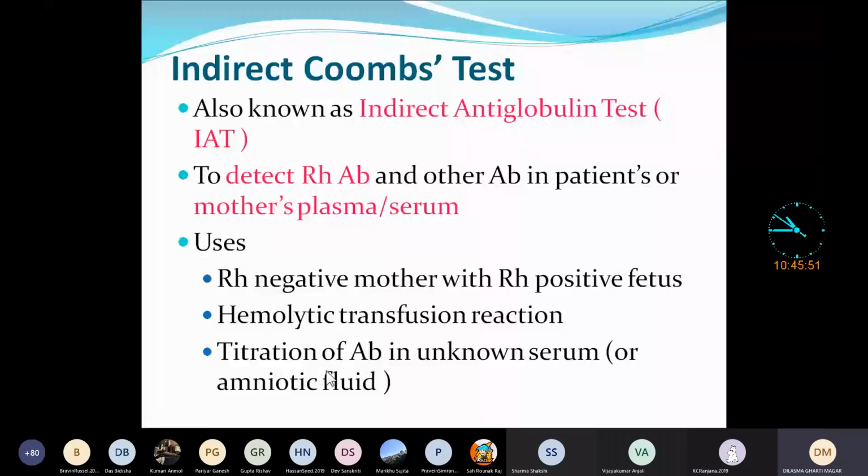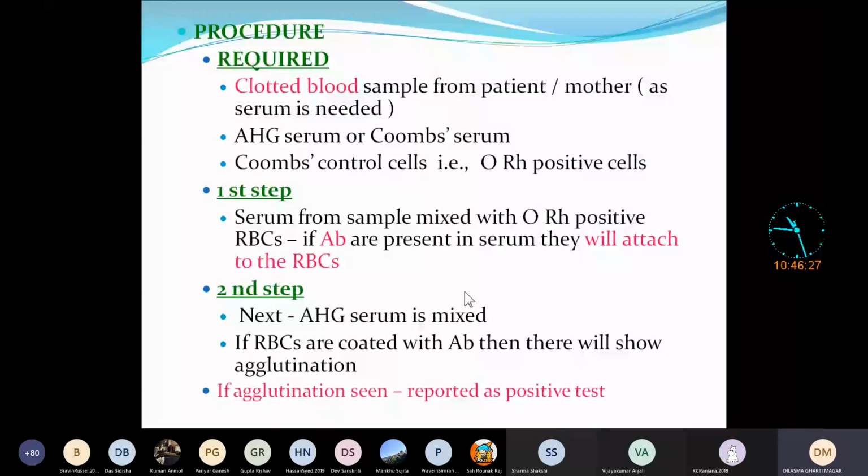So if you don't remember the uses, that is the first thing you have to remember. The indirect Coombs test is also known as the indirect anti-globulin test or the IAT. Here we want to detect the Rh antibodies in the mother's plasma. Its main use is the Rh negative mother with the Rh positive fetus. This you have to tell. If later on other points you don't tell, I don't mind, but this Rh negative mother with Rh positive fetus you have to tell.